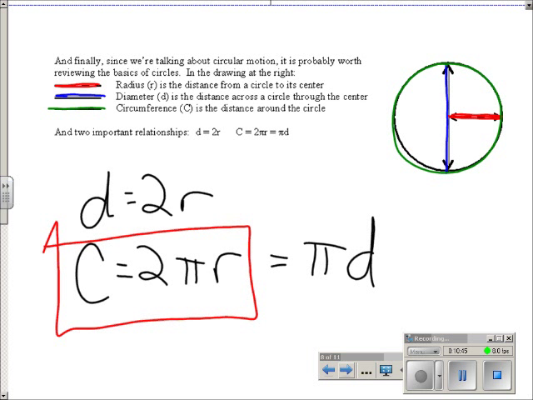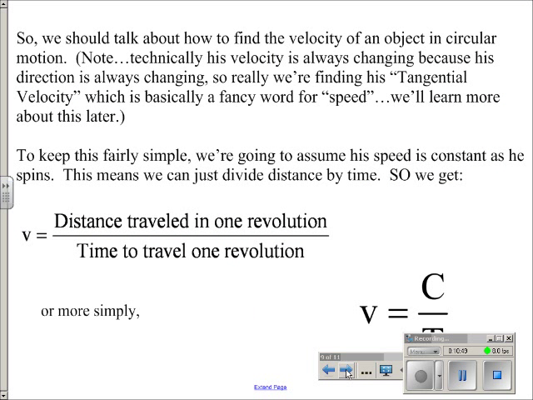So the bee was spinning around and around in a circle, right? So it's probably worth our while to talk about how to find the velocity of the object. Notice, though, because he's going in a circle, his velocity is always changing, because his direction is always changing. So what we're finding here is really speed. We're finding the speed of the bee as he goes in a circle.